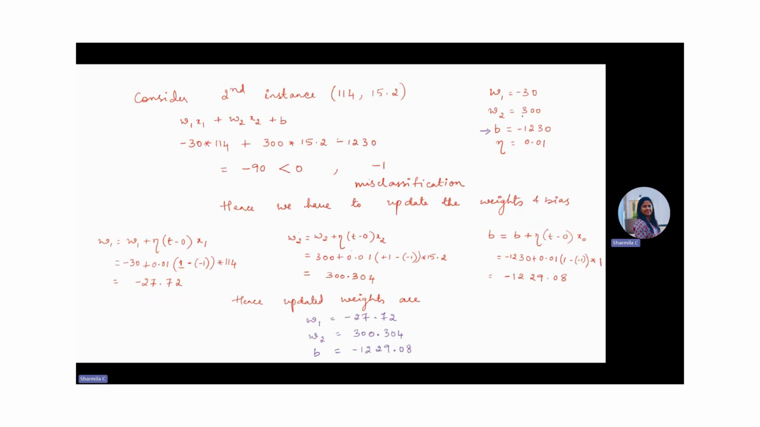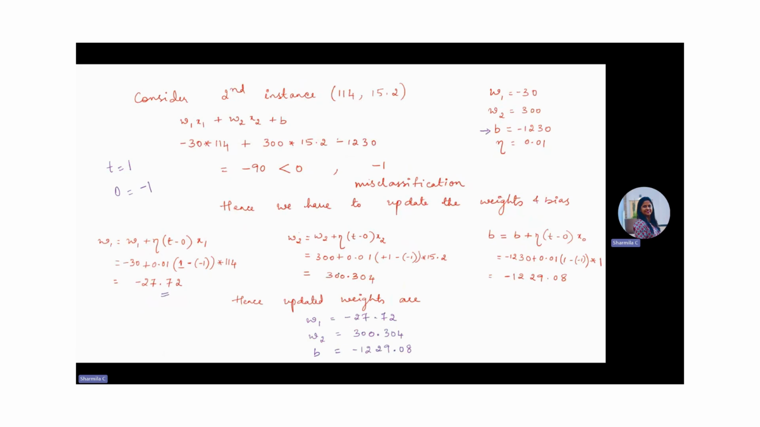So W1 is -30. The learning rate is given as 0.01. Then the target value, that is T, from the data set, is 1. The obtained output is from the neuron, that is, the obtained output from the neuron, which is -1. Substitute the value of X1, 114. So you will get the new weight for W1.